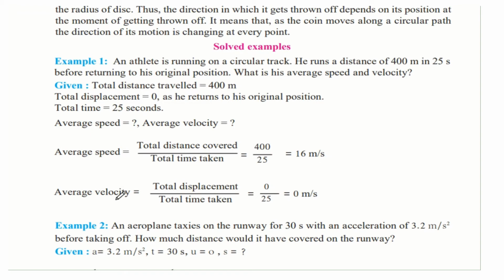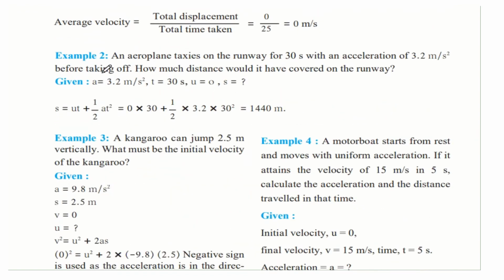But the average velocity we are going to calculate using displacement, and since he returned to his original position, the displacement would be 0, and if in the numerator you have a 0, your answer would be 0. Let's see the second example.